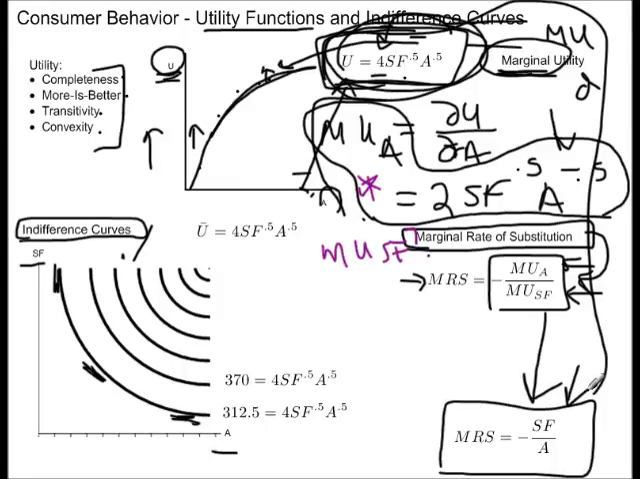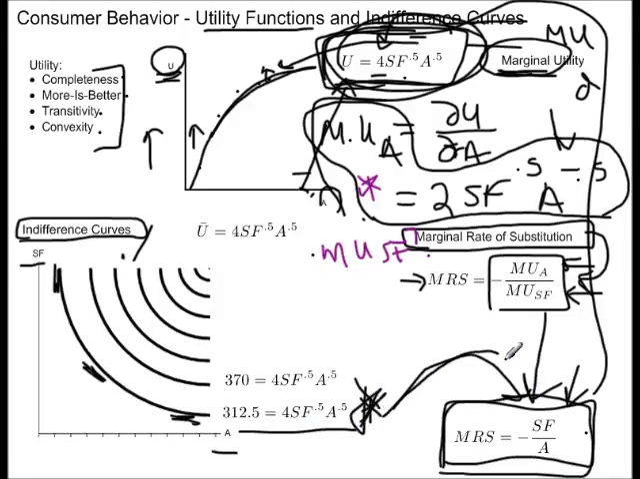Now, if you want a little math challenge, set up marginal utility of A, figure out marginal utility of starfruit, take their ratio, you're going to end up with this. In general, if I graph out the indifference curves, the slope of these lines is equal to SF divided by A. That is, the slope of this equation is going to be equal to this marginal rate of substitution.